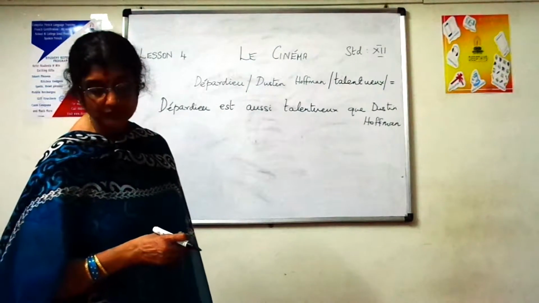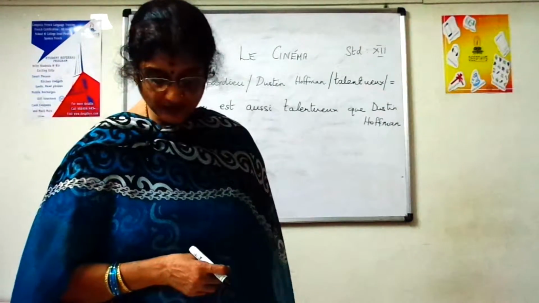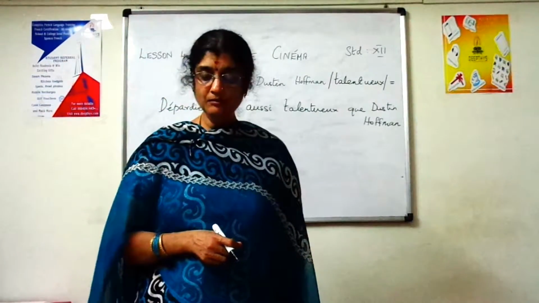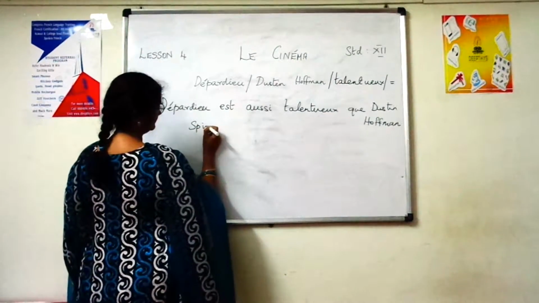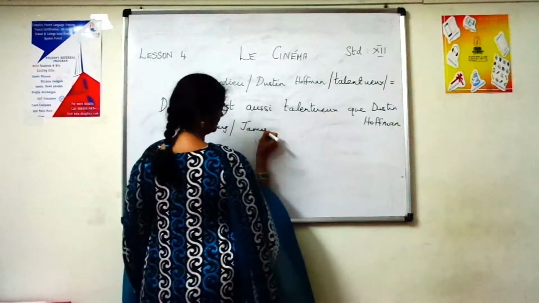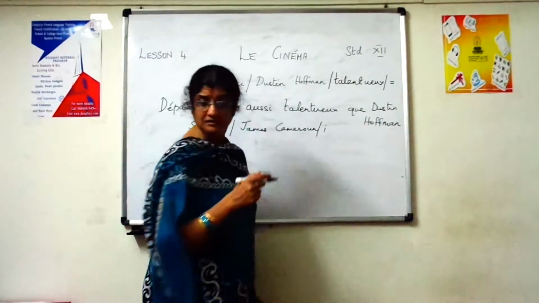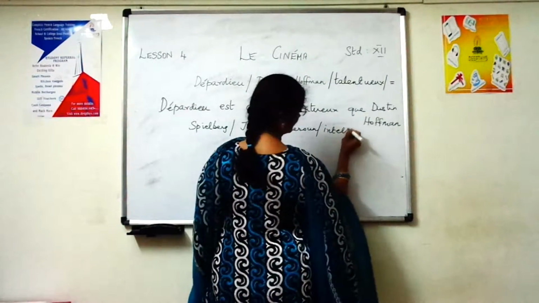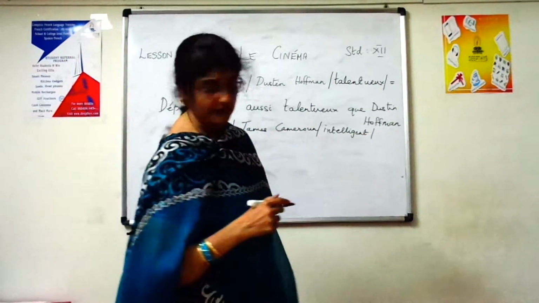And in the last one, we are talking about two filmmakers. One is Spielberg, the other is James Cameron. And the adjective given here is intelligent. They've given more intelligent. So Spielberg, James Cameron, and they've given intelligent. And what is the symbol given here? They've given plus.